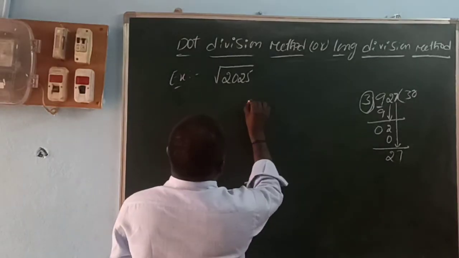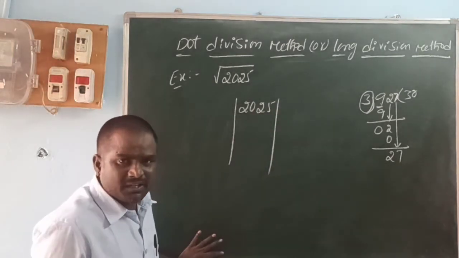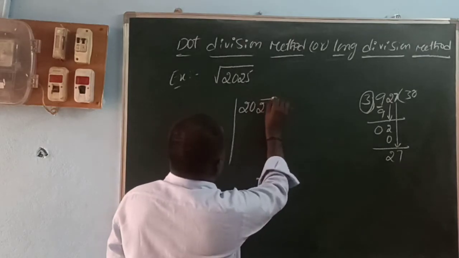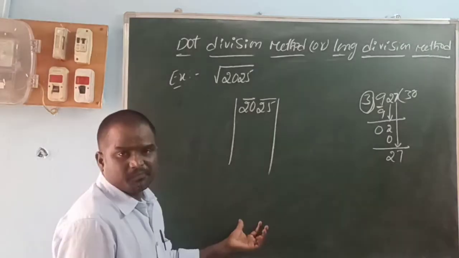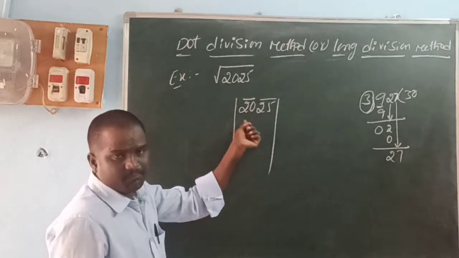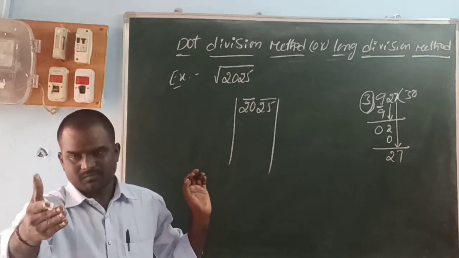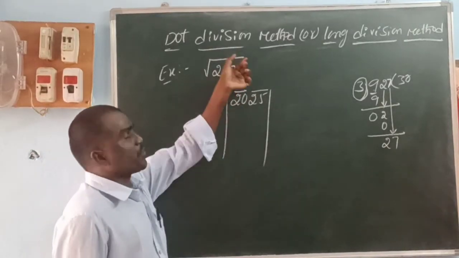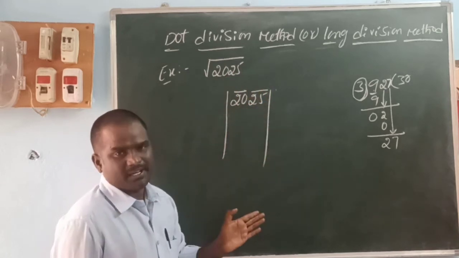Here what is the number here? 2025. Okay, here we can put the dots for every 2 digits from the right side. Okay, so it is one dot, it is one dot. Okay, now next what do you do? Here the first dot from the left, what is that first dot? 20. So here what is it asking, the square root. Okay, so here the 20 is nearest to which perfect square?